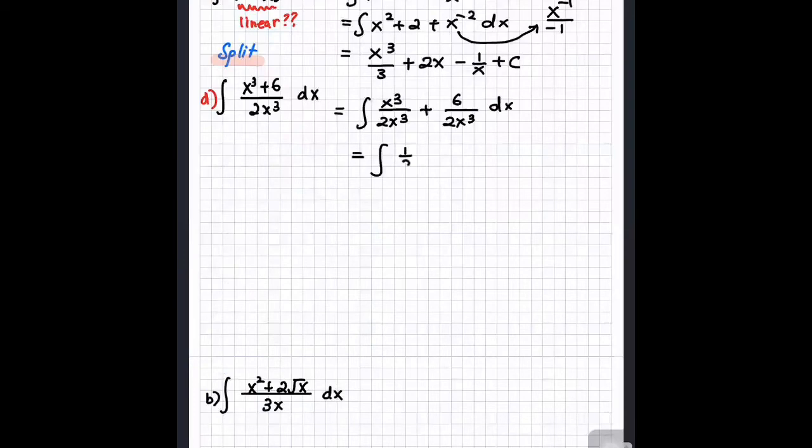So here she got a half 3x to the negative 3 dx. Now let's individually integrate. If you want, you write it like this. But nobody does this, yeah? We are lazy people. Nobody does this.